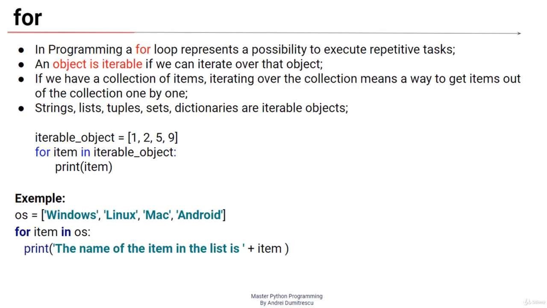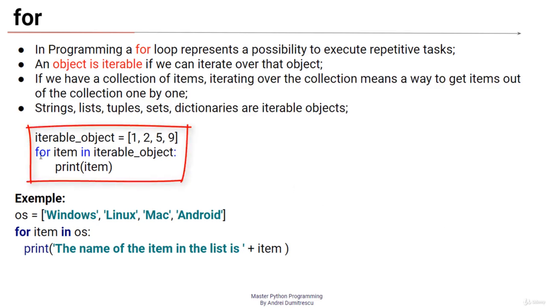All we need is a collection of items and the possibility of getting one item from the collection at a time. Iterating is a way to get items out of the collection one by one. Examples of iterable objects are lists, strings, tuples, sets, dictionaries, and so on. We use for loops to execute a piece of code for each iteration.